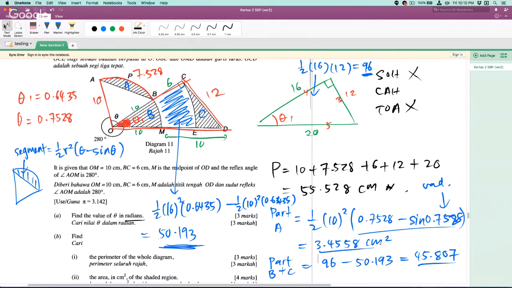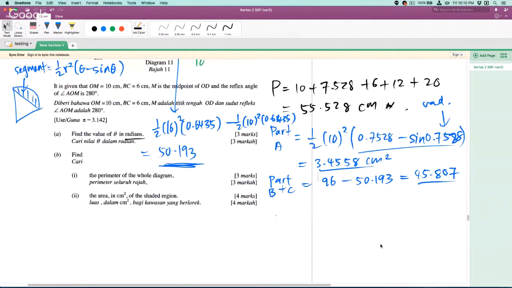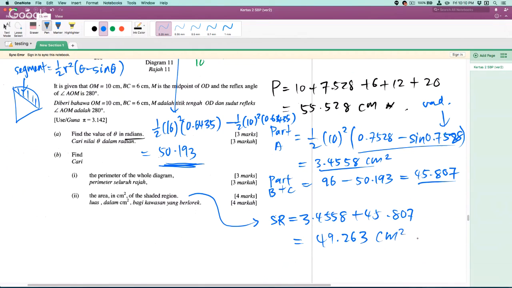So yeah, I will say area of shaded region, SR stands for shaded region, equals to 3.4558 plus 45.807 plus 3.4558. So your final answer should be 49.263 centimeters square. All right, this is how we actually get the shaded region. It shouldn't be too hard.